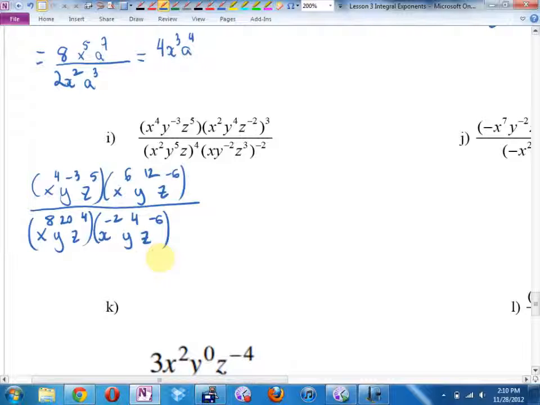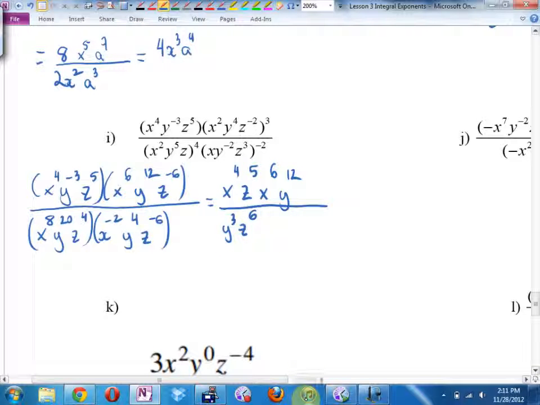Then start walking across from left to right, starting at the top. Leave it or elevator. X to the 4th, leave it. Y to the negative 3, elevator. Let's try drawing that fraction line a little better, Mr. Duke. Z to the 5th, leave it. X to the 6th, leave it. Y to the 12th, leave it. Z to the negative 6, elevator.